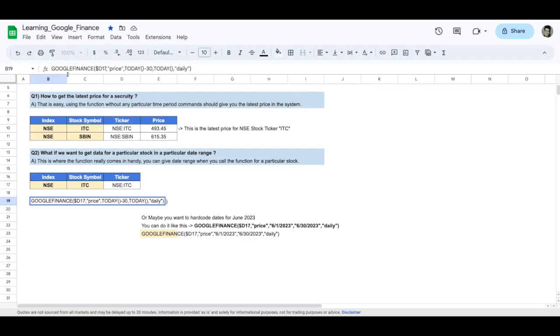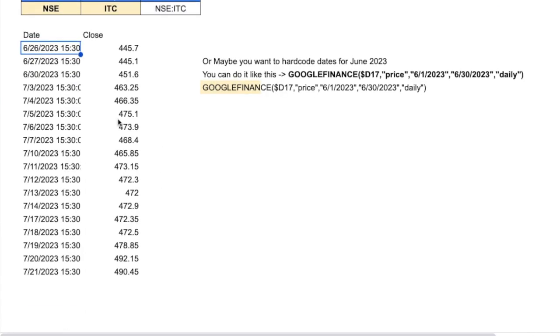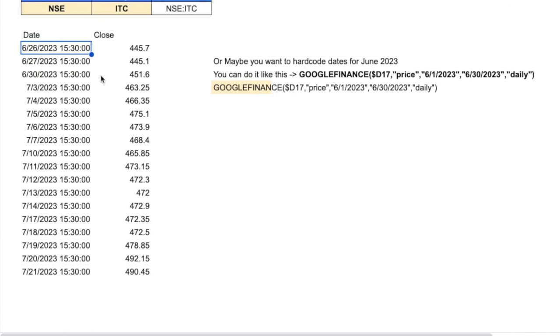So when I put is equal to, you can see now this function is active. So the range is starting date today minus 30, end date is today, and I want it on a daily time frame. I press enter, and you can see I get the closing price information for my time period. Now, of course, it won't be exactly 30 days because there will be holidays as well. So these are all trading days.